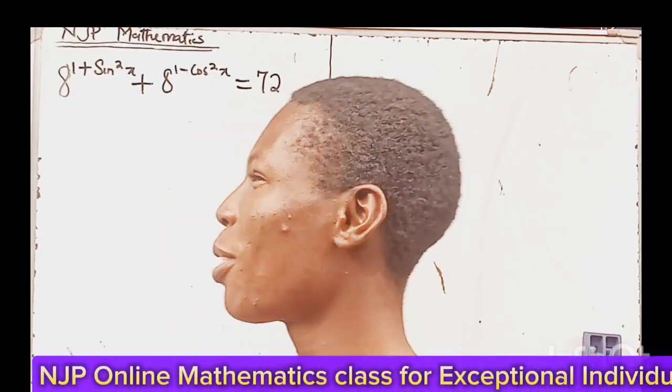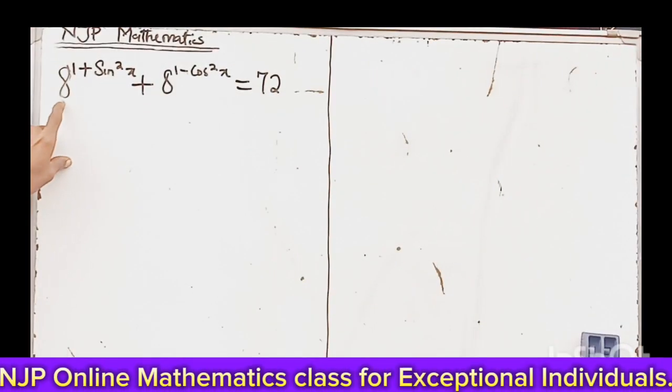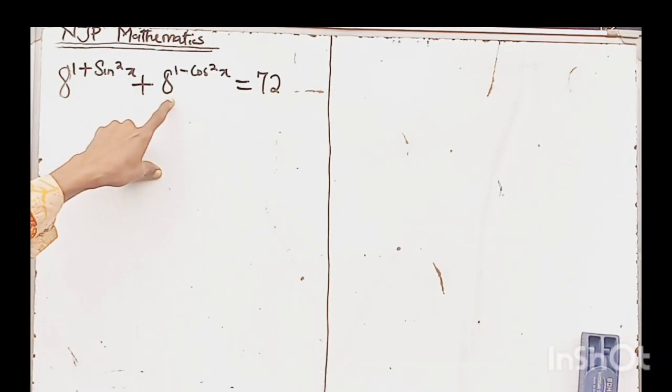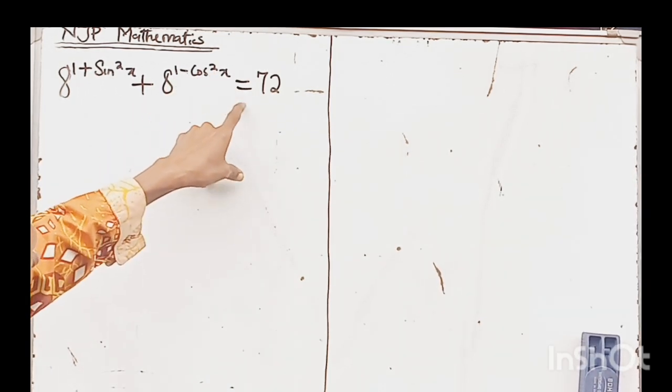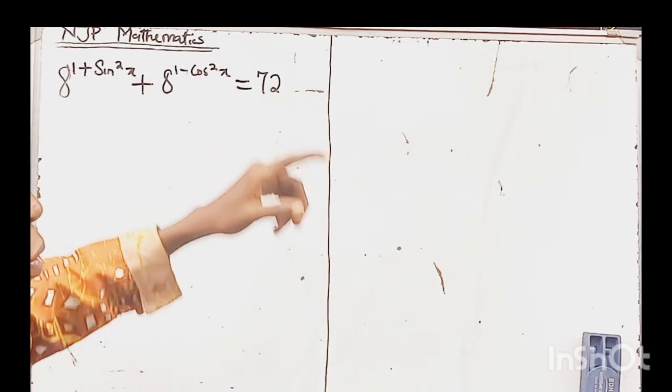Let's solve this lovely problem here on the board. We have that if 8 raised to the power of 1 plus sine square x plus 8 raised to the power of 1 minus cos square x equals 72, we should determine the value of x.